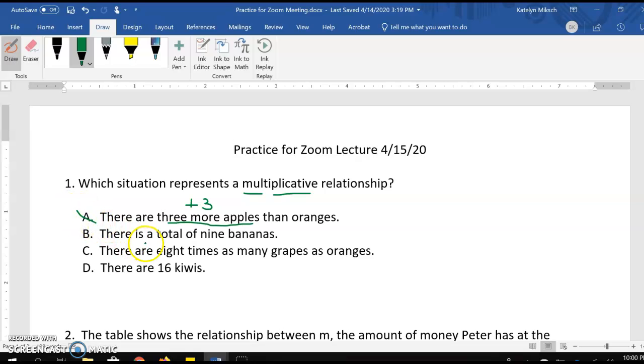B is just saying there is a total of 9 bananas. Okay, there's no math going on there. They're just telling us there's 9 bananas. That's it. We're not adding, we're not multiplying. So that's definitely not a multiplicative relationship. C, there are 8 times as many grapes as oranges. Most of you would pick up on this one pretty quick. Times goes with multiplication. So we would be doing 8 times the number. And then D is a lot like B. It's just a statement. There's no math going on there. So C is our choice for sure on that one.